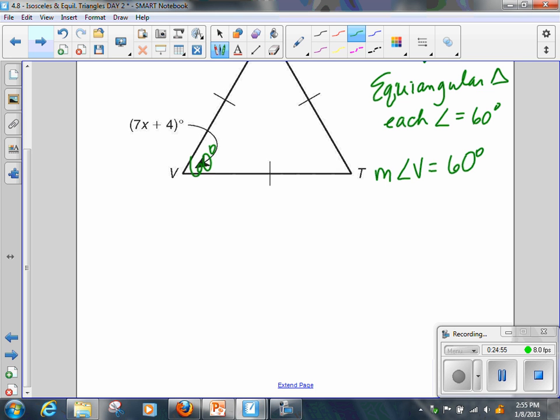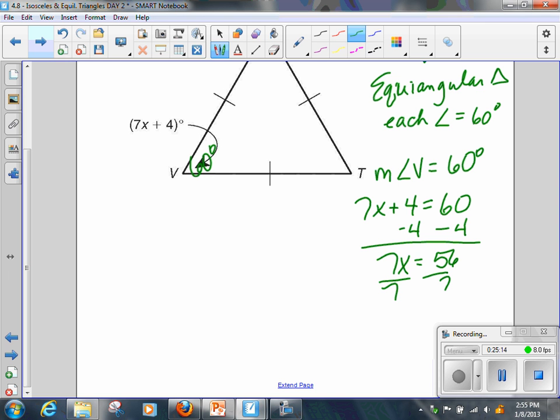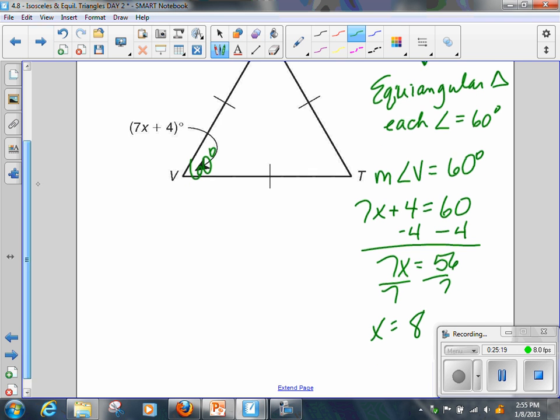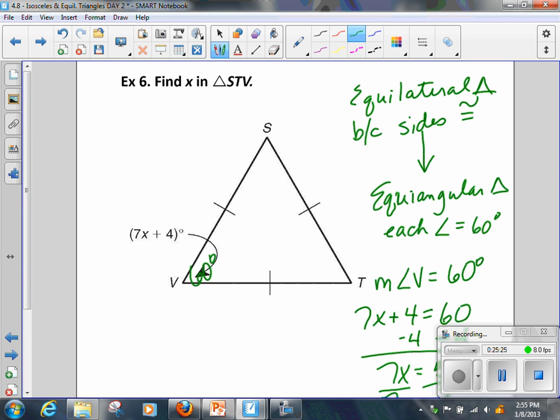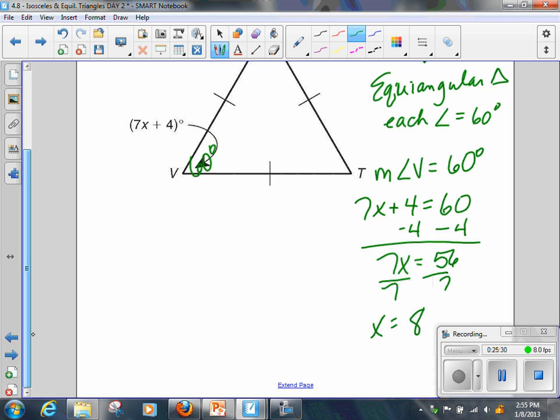Now, what is angle V as well? What's up there in that picture? 7x plus 4. And now we're back to that stinking algebra again, right? Subtract 4. 7x is equal to 56. X is equal to 8. Is that all I have to do? You better look at it again. Did I do what I was supposed to do? How do you know? It says at the top, find x. That's what I did. Right there she is.